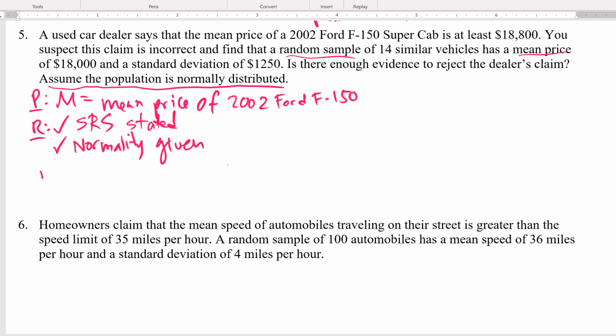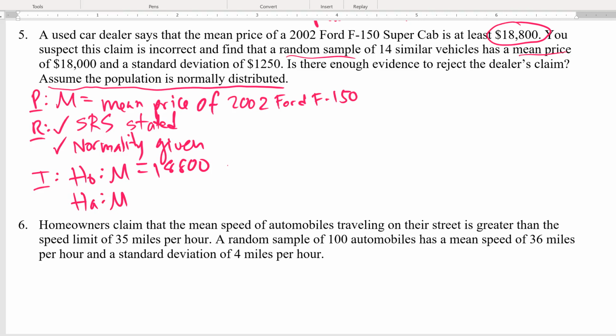All right, the test. Null hypothesis: mu is equal to, what was his claim? He said it's at least 18,800. The alternative hypothesis: to reject his claim, he says at least. So we have to think about this. If he wants to prove it's at least, and I want to reject that claim, we're going to try to prove less than. That will reject his claim. That's what I'm trying to disprove.